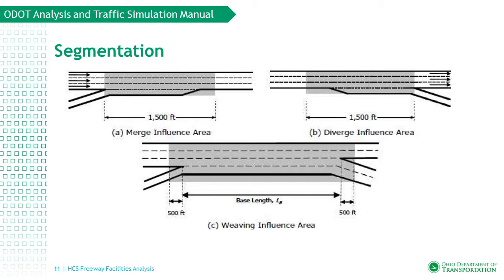These influence areas along the main line are accounted for in the merge, diverge, and weave analysis, not as part of the basic freeway segment. The analyst must calculate the new segmentation lengths accounting for the influence areas.